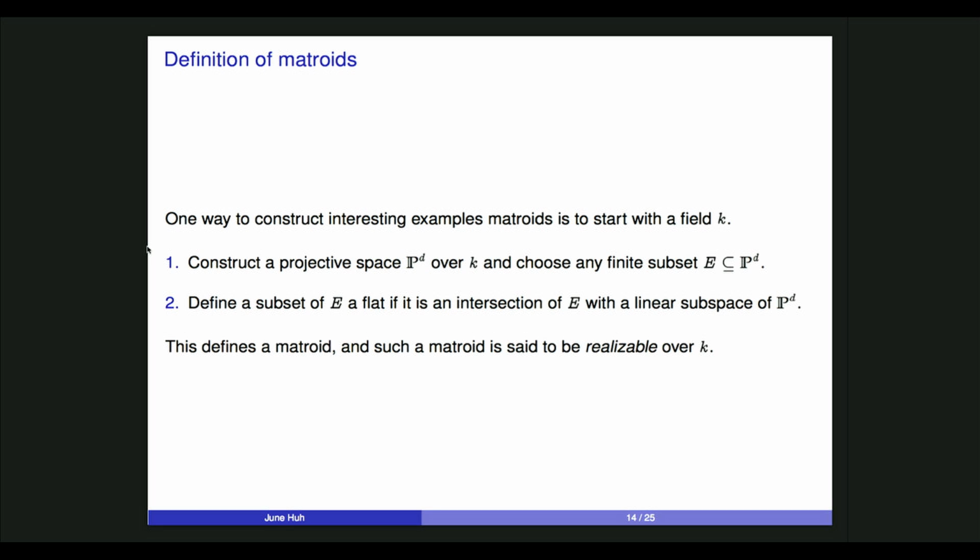And using this embedding, you declare a subset of E to be a flat if it is an intersection of E with a linear subspace of P^d. And then you check that the two axioms that we have required are actually satisfied. And such matroids are said to be realizable over K, where K is your field.